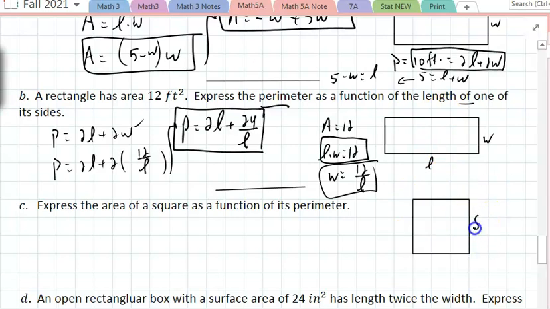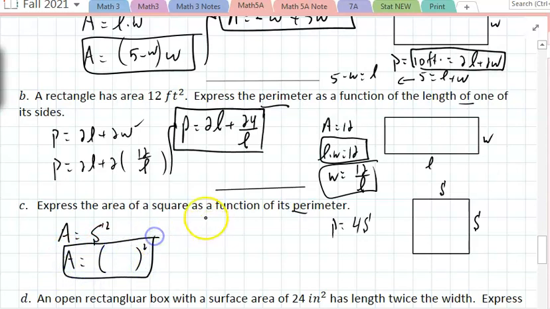If this is S, this is S. Express the area of a square. Well, area is S squared. And we know the perimeter is 4 times S. So express the area of a square as a function of the perimeter. What we don't want to see is the side, we want to see the perimeter. If you tell me what the perimeter is, I could tell you what the area is.